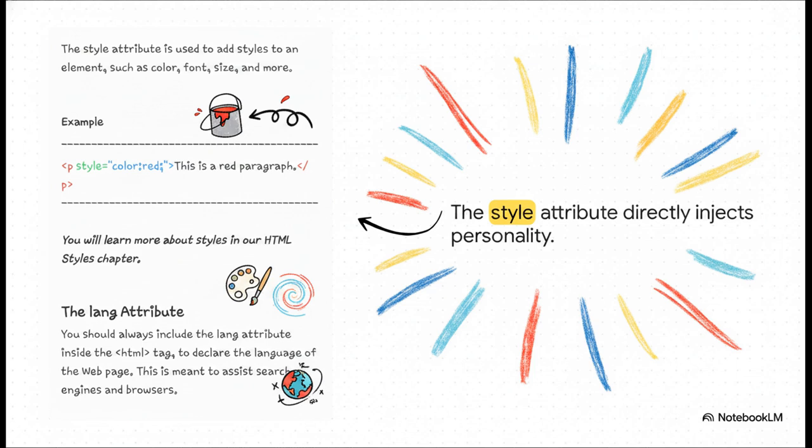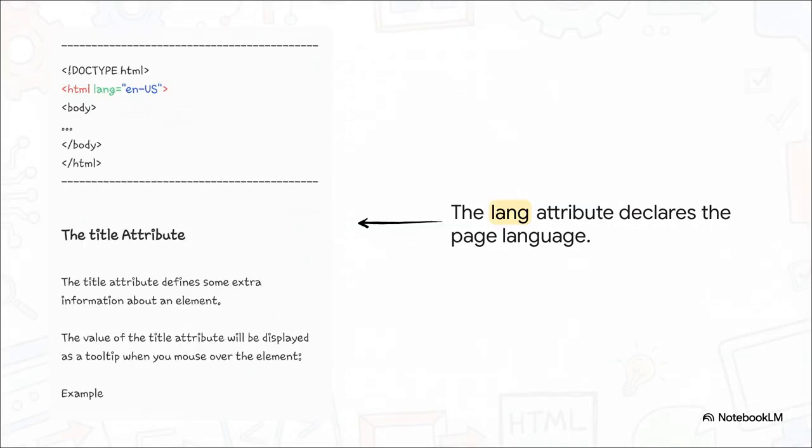Just by adding style equals color red, we've instantly transformed a standard, kind of boring line of default text into a vibrant red paragraph. It is a remarkably quick, powerful way to add styling directly to a very specific element on your page. But hey, this isn't just about how things look to human eyes.